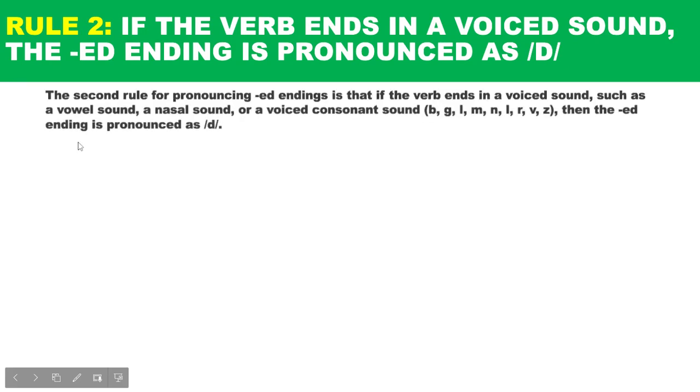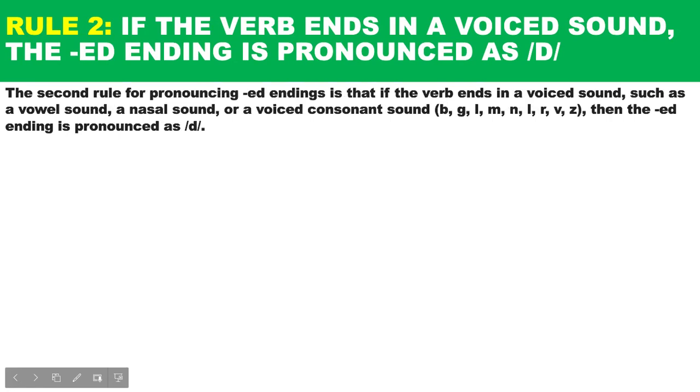Now let's look at some examples. But before then, you can see examples of voiced consonants. B, that is B, G, L, M, N. Then you have R, V, Z. Now all these are voiced sounds. B, G, L, M, N, R, V, Z. These are all voiced consonants.